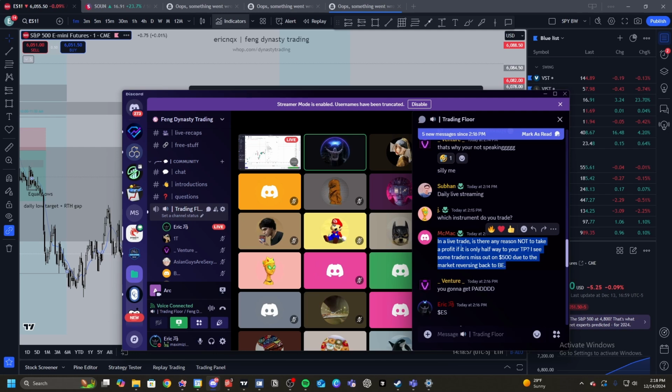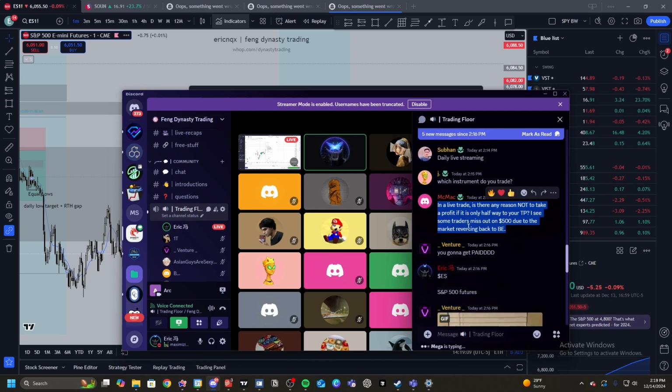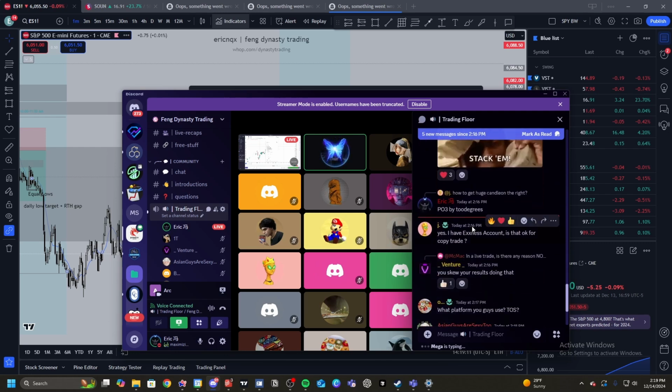In a live trade, is there any reason not to take a profit if it's only halfway to your take profit? I see some traders miss out. Yeah, again, it's up to you, right? Do your testing. If you do move your stop loss to break even and it stops you out, that's just unfortunate. You just have to accept it and move to the next trade. I have an Express account. Is that okay? Copy trade? Yeah.